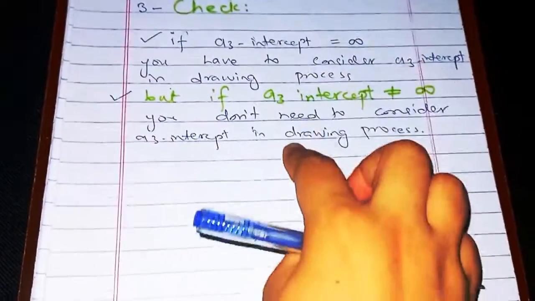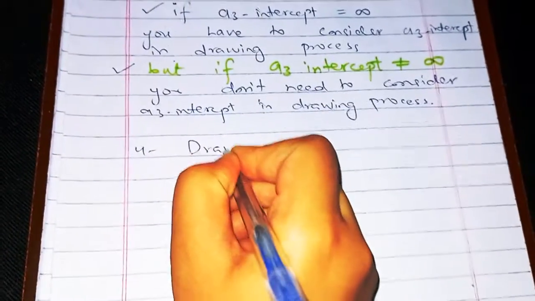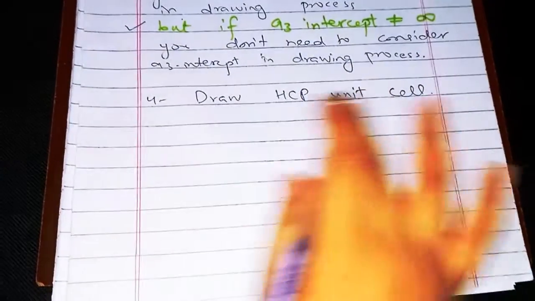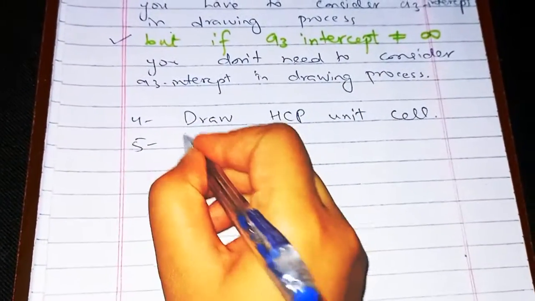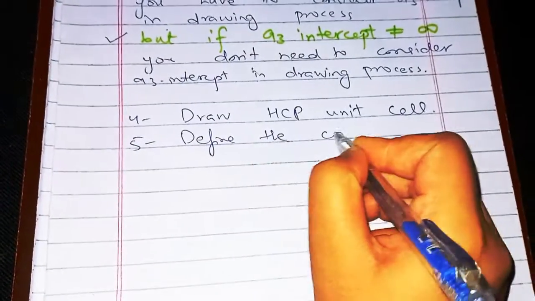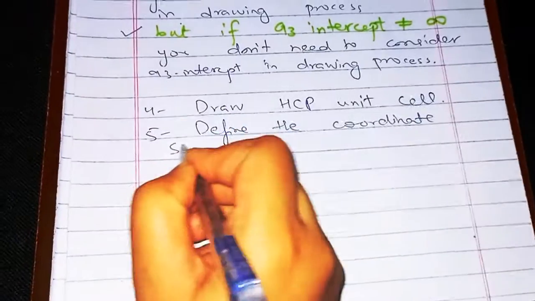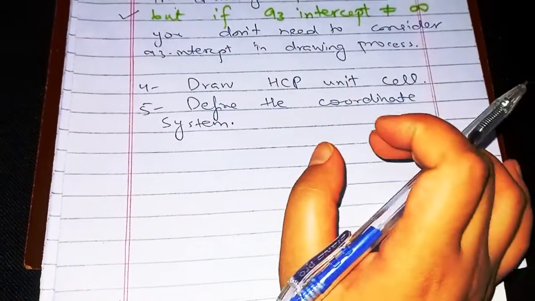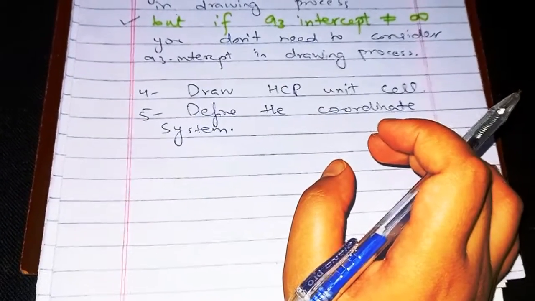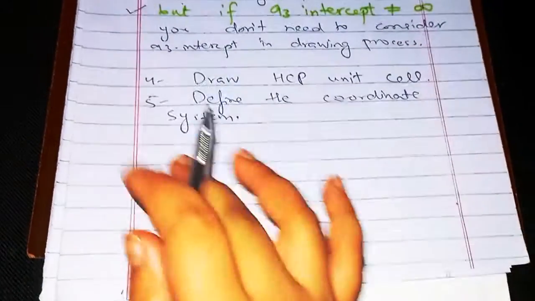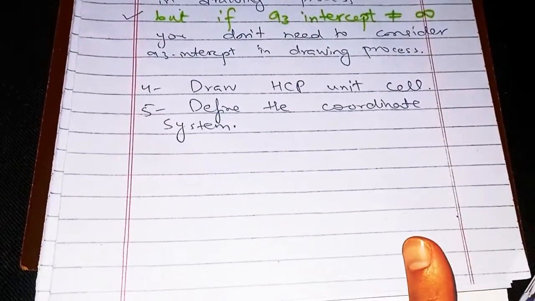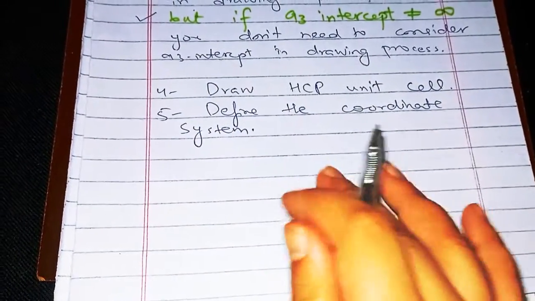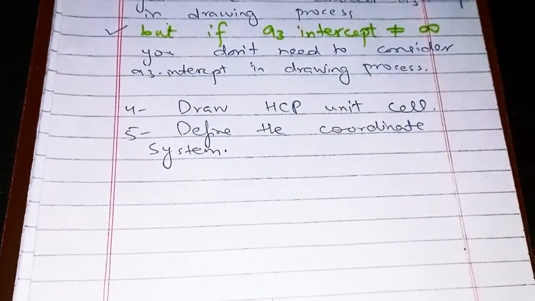After you have seen the case, the fourth step is to draw the HCP unit cell. Okay, you have to draw the HCP unit cell and then define the coordinate system. And by defining the coordinate system, we mean that we assign the a1 axis, a2 axis, a3 axis, z axis, and then the negatives also, like negative a1 axis, negative a2 axis, negative a3 axis, and negative z axis. So the selection of origin is based upon the polarity of the z index.